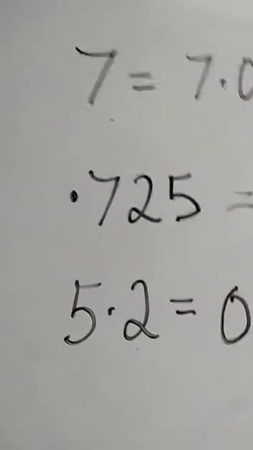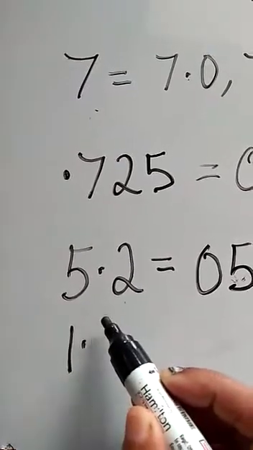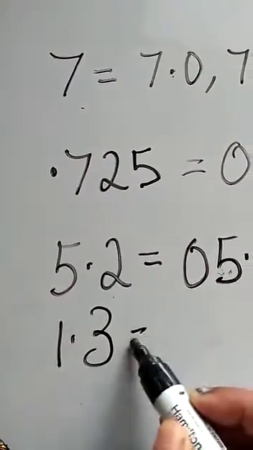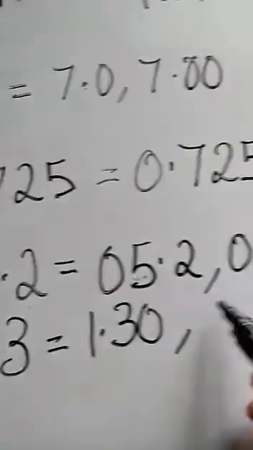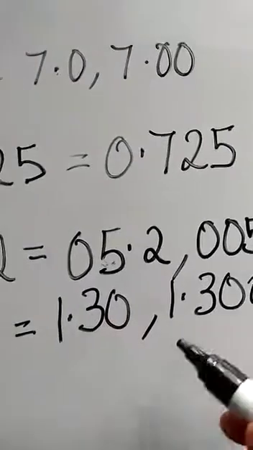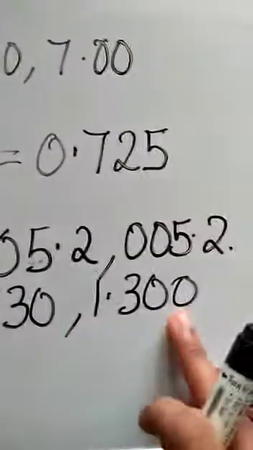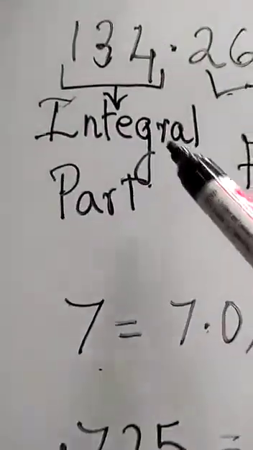Now the last point to keep in mind is if you have a decimal number like this, you can also write it as 3.000, whatever number of zeros, 10, 20, 30, whatever number of zeros you put, it doesn't change the value. So these are the points to note.